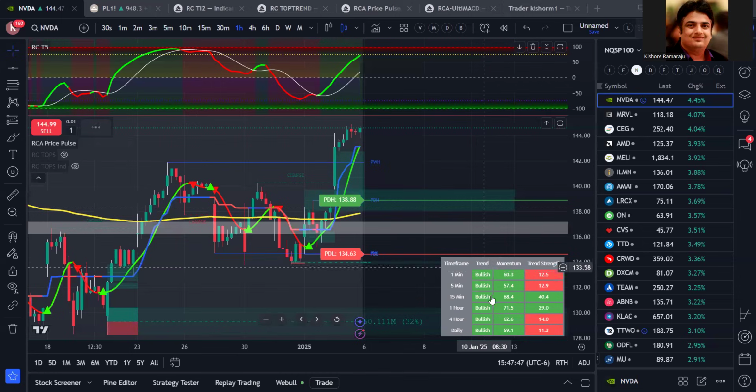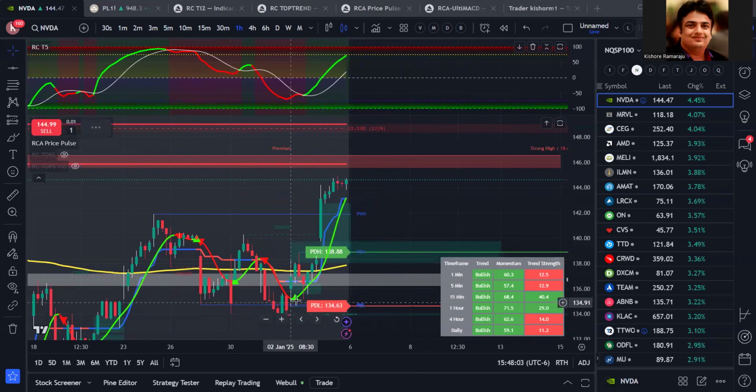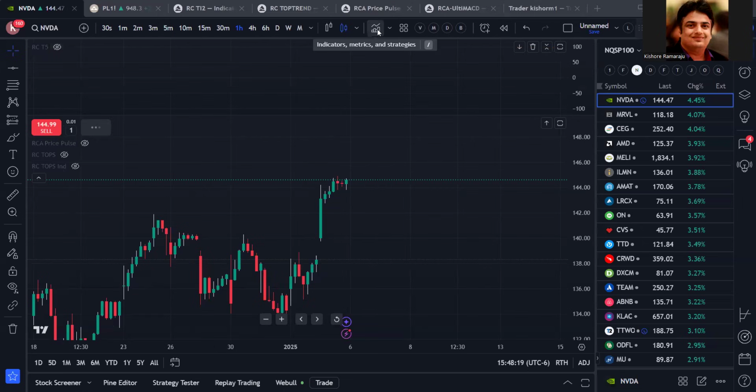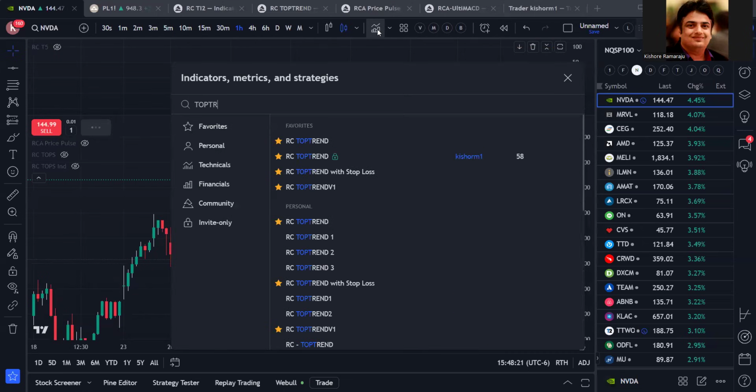So if your overall trend is showing that it is bullish, you will only focus on the green triangles of T5. If you get a red triangle, that is only for a small time frame. Your green triangles will hold for a lot of time. Your red candles will only be for 2, 3 candles. It will go down. So that is one more, your price pulse and T5. Then the next one is another most important indicator, which is top trend.